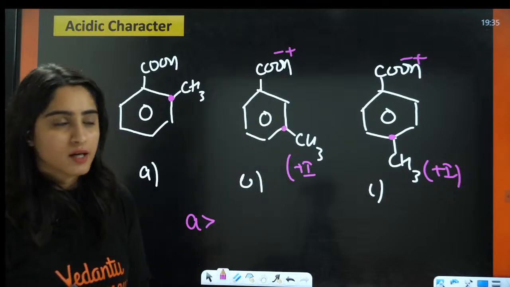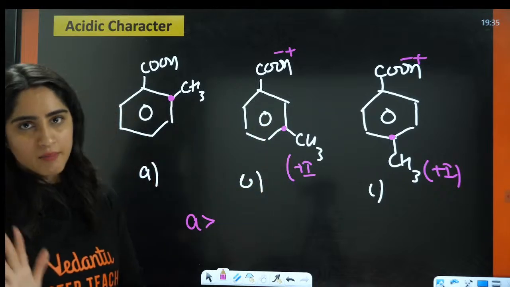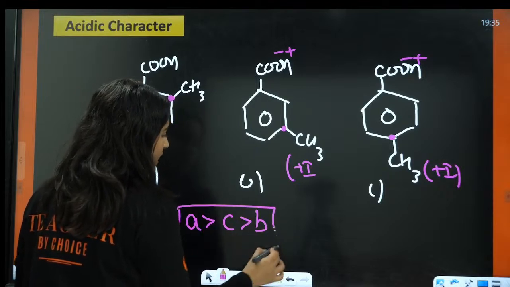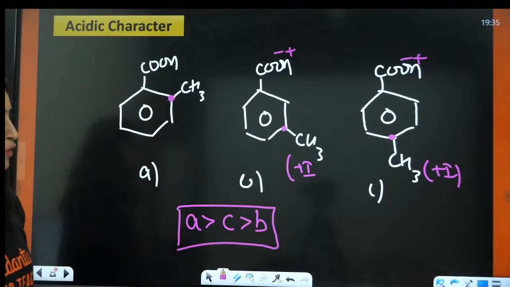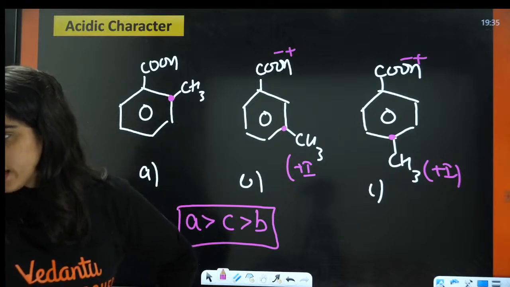That means it's the villain here. So the more the distance of the villain, the more happy, the more stable the carbanion will be. So C will be more stable and then B. So the answer is A, then C, then B. Okay? Answer is A, then C, then B. Right? Okay?